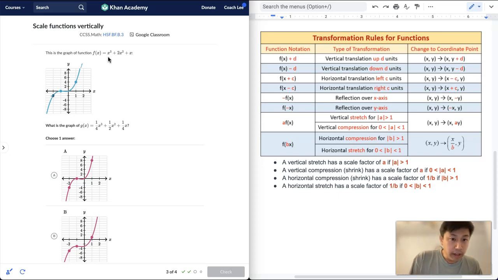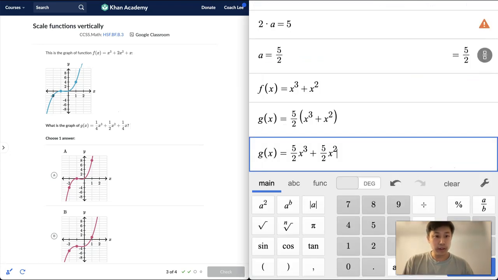All right, so we have f of x. It's a more complex cubic function. What is the graph of g of x equals 1/4 x cubed plus 1/2 x squared plus 1/4 x? Okay, so let's figure out what the multiplier is, right? So I'll go over here.